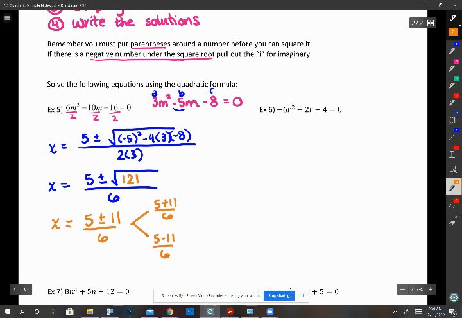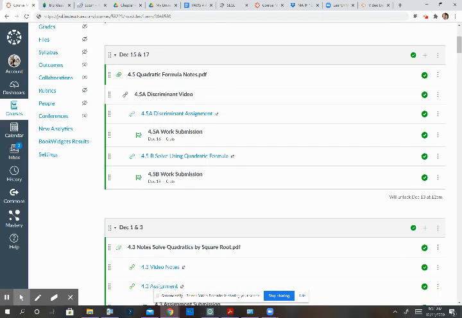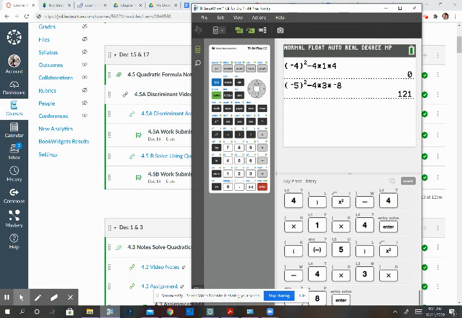And again, if you need to use a calculator, go ahead. If not, we're just going to go 5 plus 11, which is 16 over 6. And then 5 minus 11 is negative 6 over 6, which is going to give us negative 1. And then 16 over 6, you can reduce that, or you can write that as a decimal. I think on your assignment, they have you write it as a decimal.